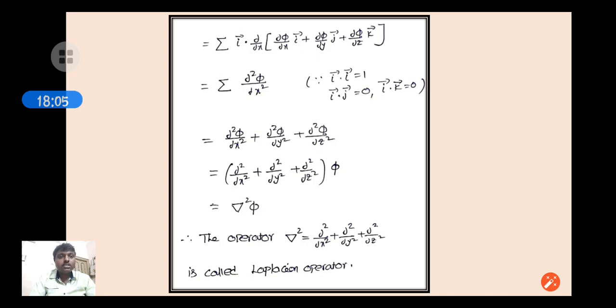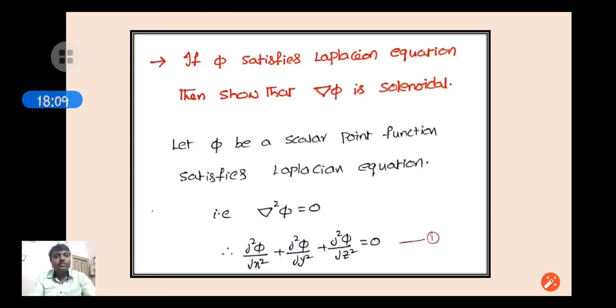Now based on this, I discuss a small result. See here, if phi is a scalar point function that satisfies the Laplace equation, then show that del phi is solenoidal.